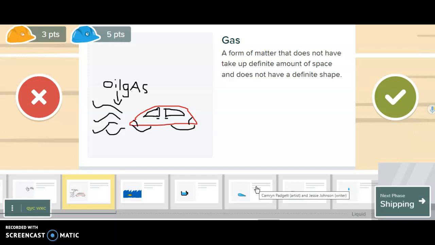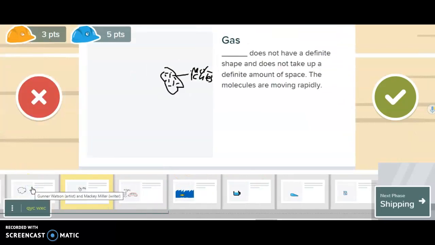Gas. A form of matter that does not have a definite amount of space, does not have a definite shape. Who did this one? Okay. Again, we're not in spelling class. It's okay. We're fine. Blank doesn't have a definite shape, does not take a definite amount of space. The molecules are moving rapidly. Who did this one? Digging that one.